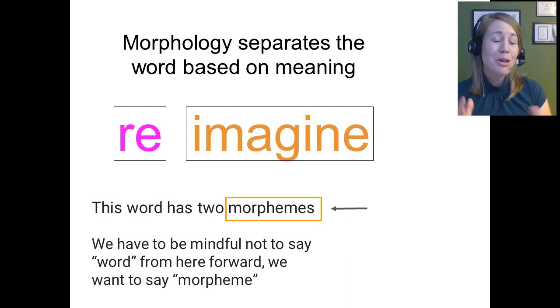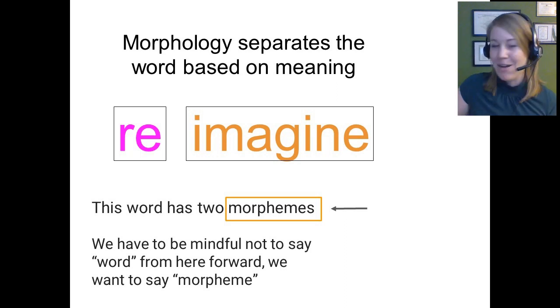Okay, so I'm going to illustrate this a lot more. We're going to go into what a morpheme is. That's what this lecture is about. But we have to be mindful from here on out not to say word. We want to say morpheme. So if I say in the word taco, blah, blah, blah, I want to talk about the morpheme taco and not the word taco. And I'm going to illustrate why just now.